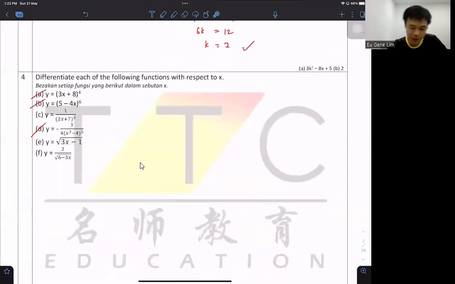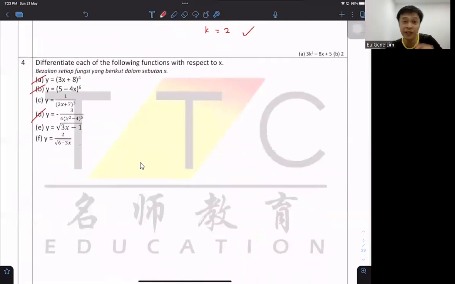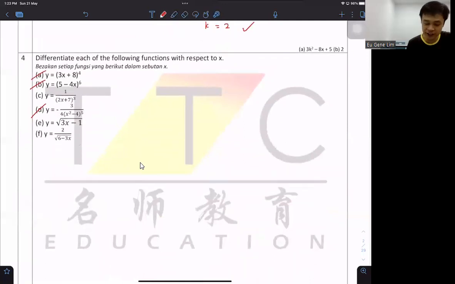Okay, let's go to the next one. We quickly go through this one, then we can go to the more difficult questions already. Now you see question number 4. What is this? How to differentiate this one? You see, they ask you to differentiate, right?